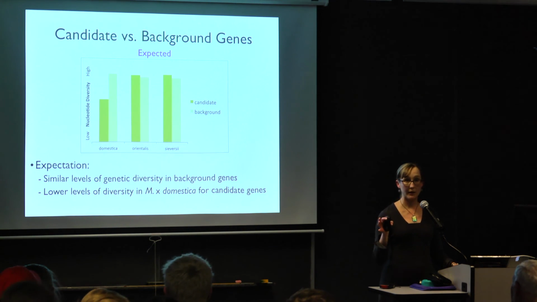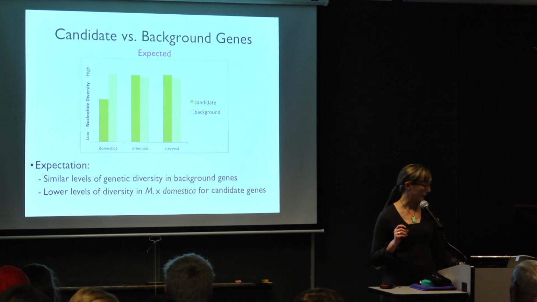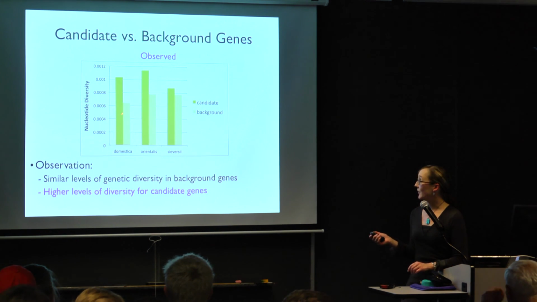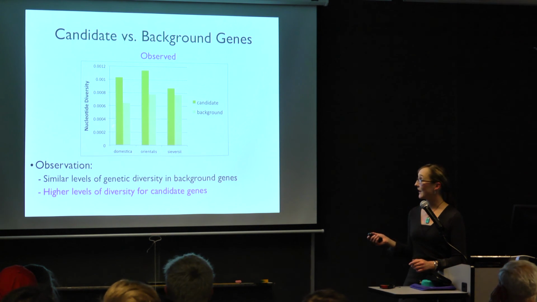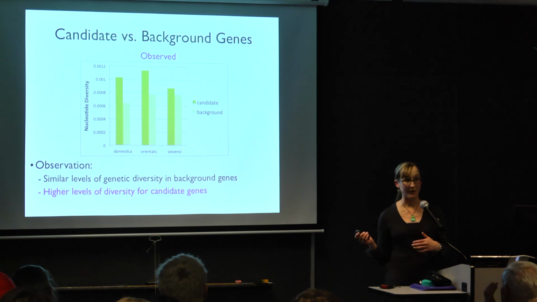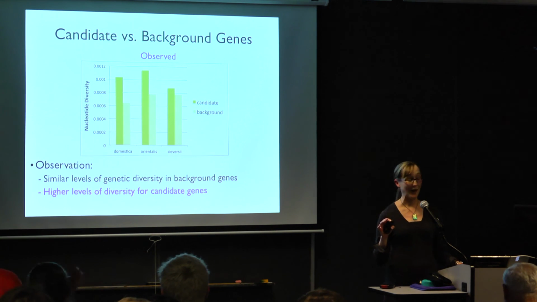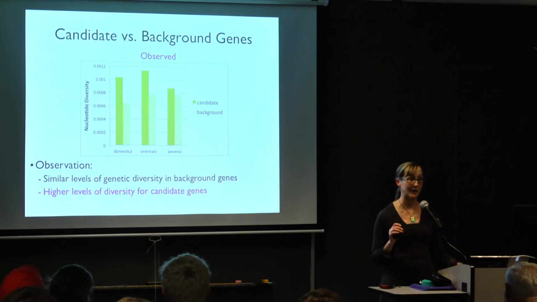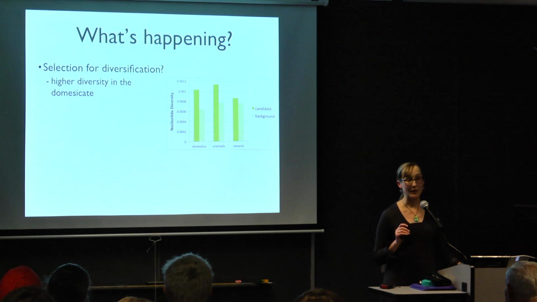I should say I only got through the first 20 candidate genes and 17 background genes for the data that I'm going to show you because I just got the data back recently. And this talk motivated me to analyze it, so thank you. And what I found was that levels of pi are higher for these candidate domestication genes, so that's nucleotide diversity, rather than these background genes. Not expected at all. So what's happening here, right? What's going on? I think there's a couple possibilities.